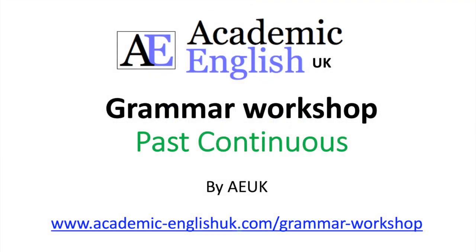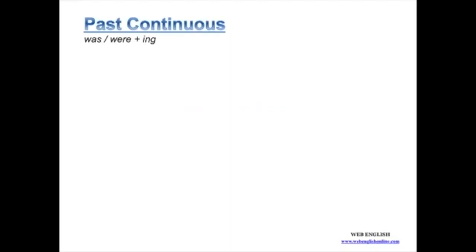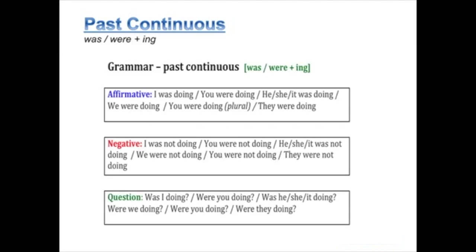Today's class is the past continuous, sometimes called the past progressive. The past continuous is constructed with the verb to be in the past, was or were, plus the ing form of the main verb. Here we have the three forms: the affirmative, the negative, and the question form.